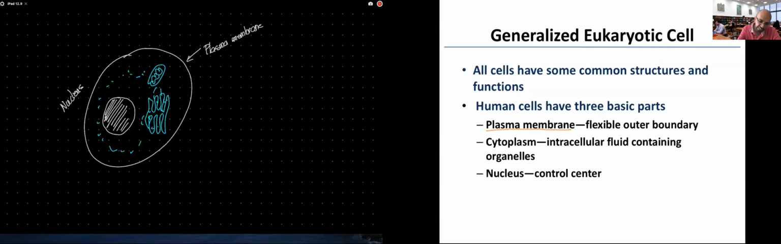We call the fluid by itself the cytosol. We call the fluid plus the organelles, along with other inclusions inside the cell, all this together my cytoplasm. So cytoplasm is the intracellular fluid that contains the organelles. All this together is called cytoplasm: cytosol and organelles.